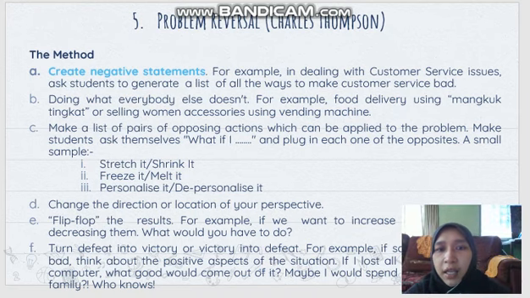Creativity technique number 5 is known as problem reversal, developed by Charles Thomson. For this technique, basically the entrepreneur will create negative statements in order to generate creative ideas. For example, in dealing with a customer service issue, the student will generate a list of all the ways to make customer service bad.